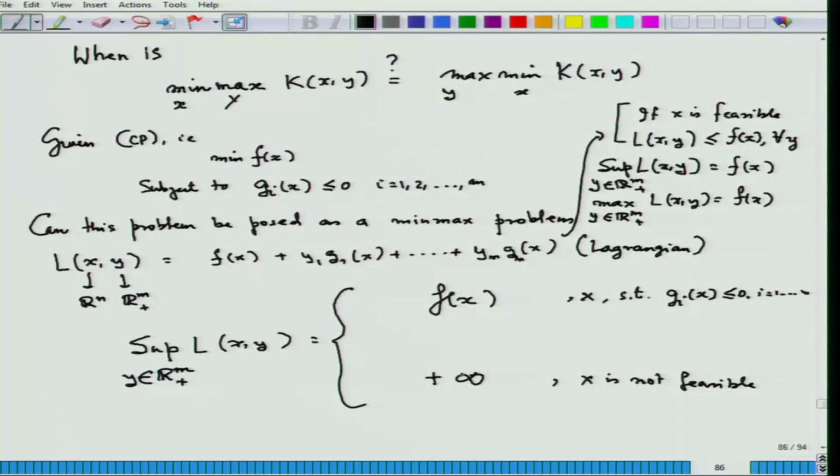This is exactly your effective objective function. You can pose optimization problems as extended-valued optimization problems with an extended-valued objective function, that is, a function that can take the value plus infinity also. So, you get back this.